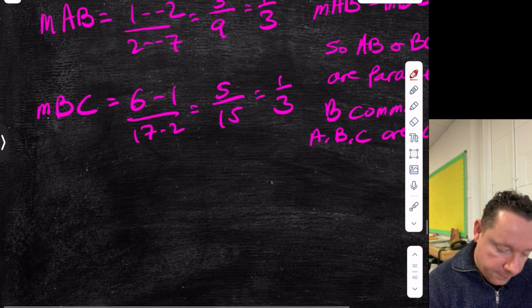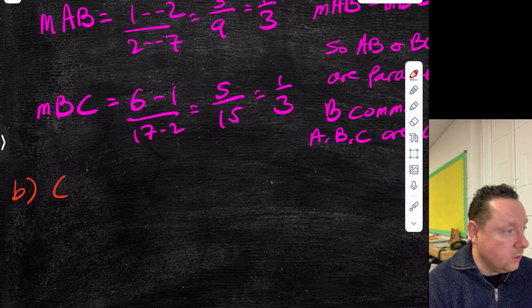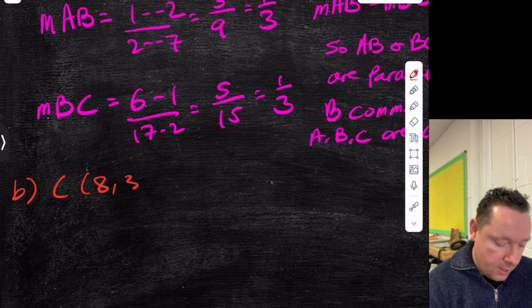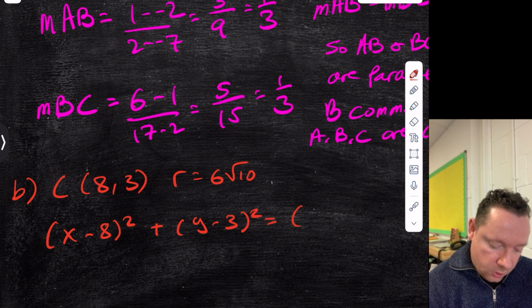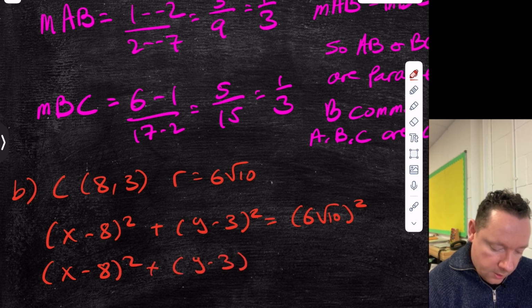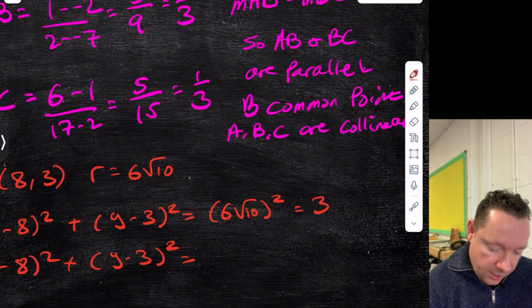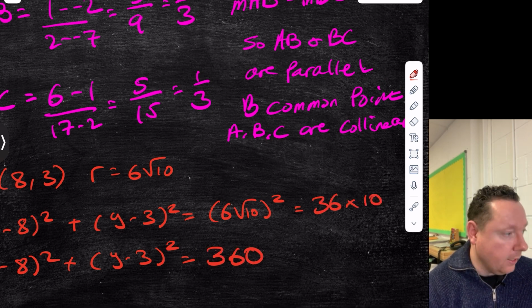So for part B, our centre was equal to (8, 3) and our radius was equal to 6 root 10. So x minus a squared plus y minus b squared equals r squared, which is 6 root 10 all squared. Tidying that up, x minus 8 squared plus y minus 3 squared equals, well, this bit, 6 sixes is 36, root 10 squared is 10, it's 360.